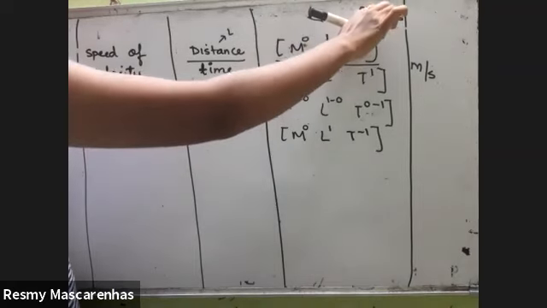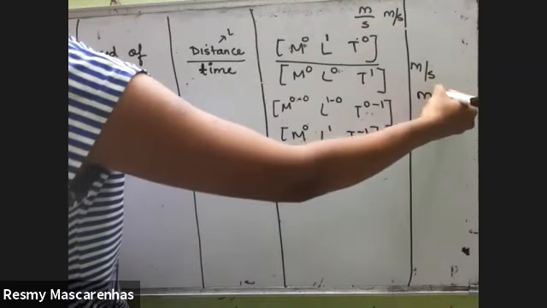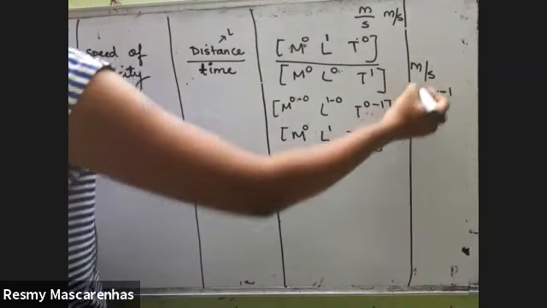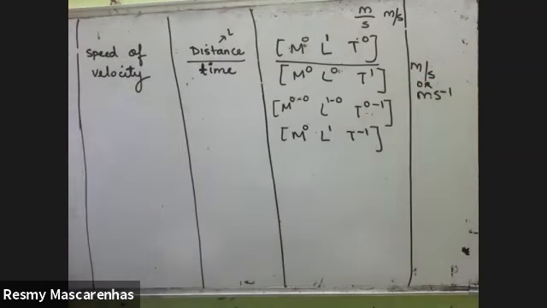If I take this up, the power will become minus 1. This or this, whichever way you want to write. If you want to take the denominator up, always change the sign of the power. This is the best option to write. That was the first one.